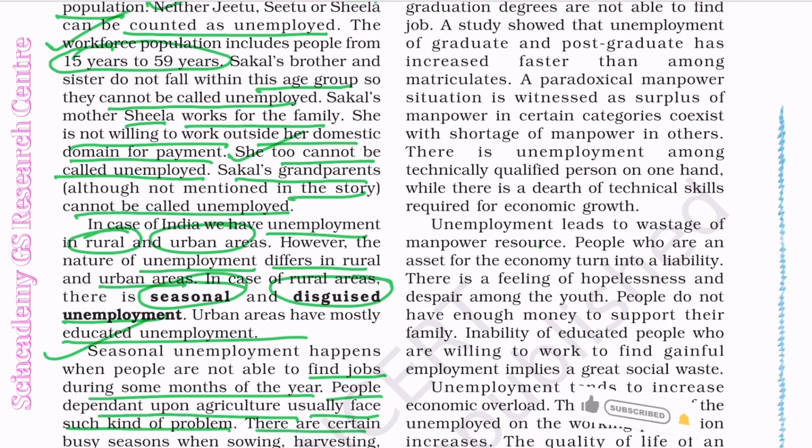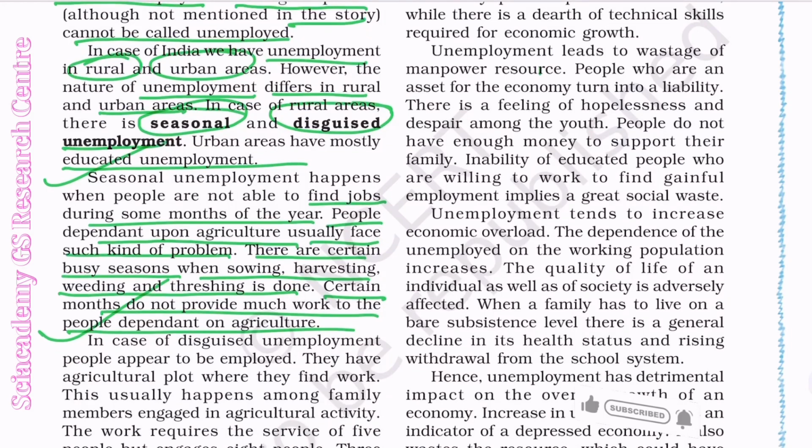There are certain busy seasons when sowing, harvesting, weeding and threshing are done. Certain months do not provide much work to the people dependent on agriculture. In case of disguised unemployment, people appear to be employed. They have an agricultural plot where they find work. This usually happens among family members engaged in agricultural activity.